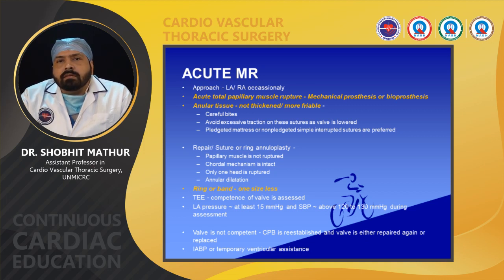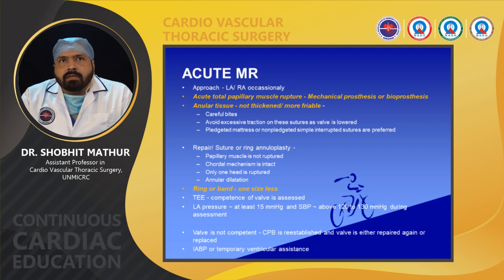A transesophageal probe is used for assessing the competence of the valve. And the competence of the valve has to be assessed specifically when the LA pressures are minimum 15 mmHg and systolic blood pressure is more than 120. If the valve is not competent, then immediately CPB is re-established and the valve is either repaired again or better replaced with a prosthesis, mechanical or bioprosthesis. IBP, if not placed previously, has to be kept standby.